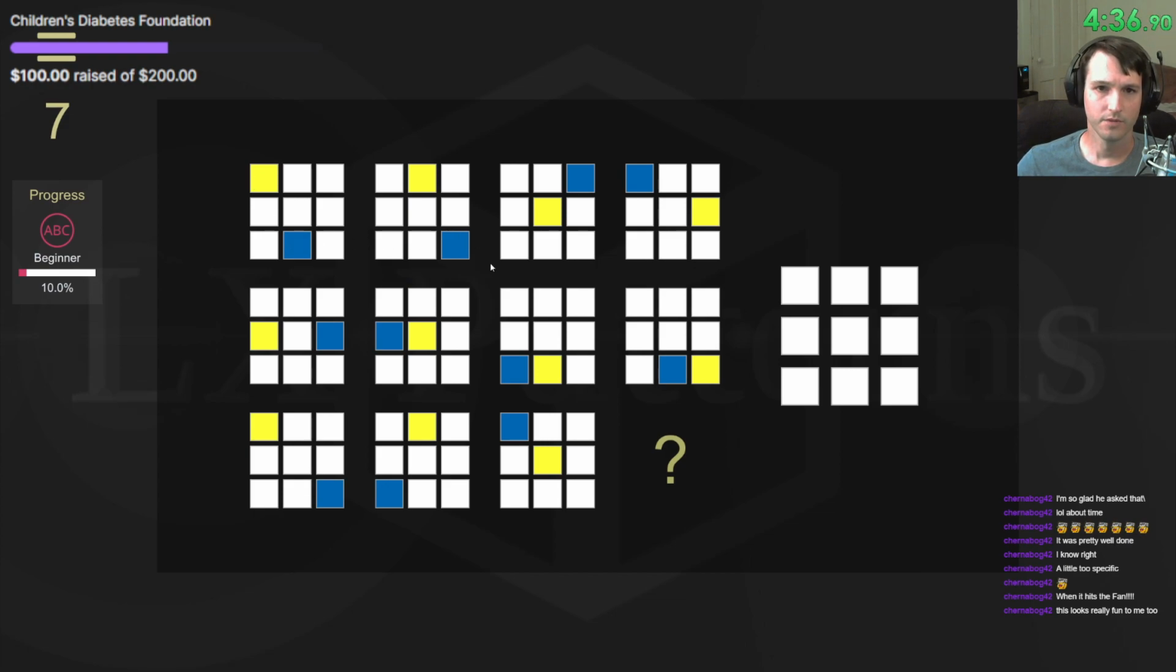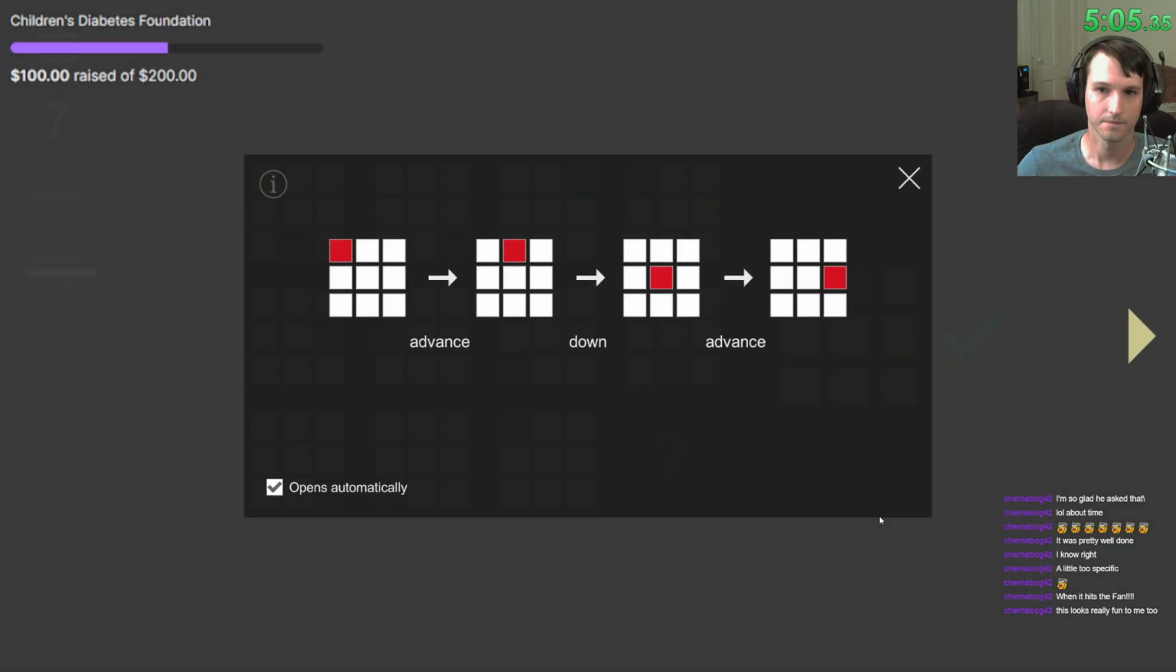So blue moves to the right. Yellow moves to the right. They both move down. So they both move right, they both move down. They both move right. Okay, right, down, right. This one is right, down, right. And this one is right, down. So this will be blue and this will be yellow. Advance, down, advance. Yeah.